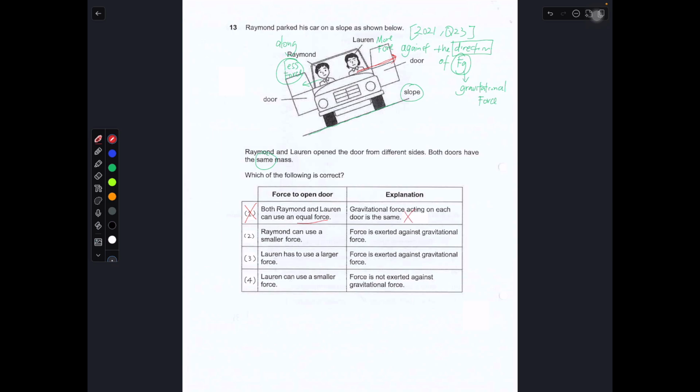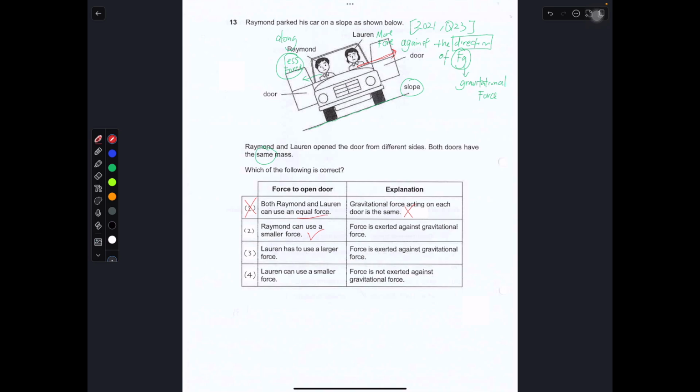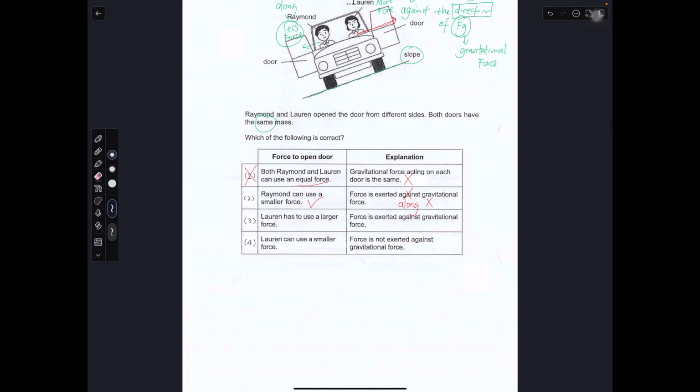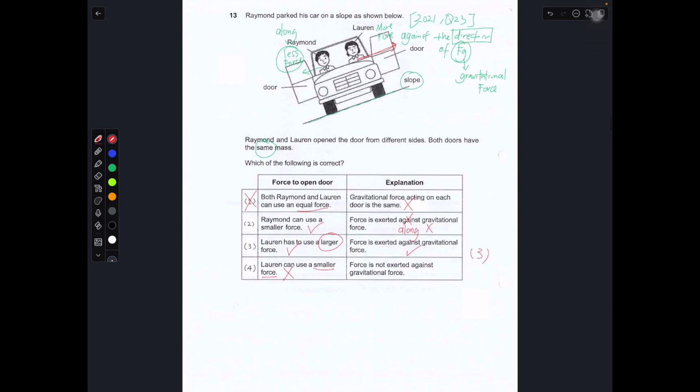So number 1, Raymond used smaller force. This is correct. Force is exerted against, not against, it's along. So this statement is wrong. Force exerted by Raymond is along with the gravitational force, or it is in the same direction as the gravitational force. That's why less force is needed by Raymond. So number 2 is wrong because of the explanation. Number 3, Laura has to use a larger force. That's correct. So number 4 is wrong, because smaller. I already see that Laura needs to use larger because force is exerted against the direction of gravity. This is correct, number 3. Because if she's going against the direction of gravity, she will need more force to be able to open the door of the same mass as compared to Raymond.